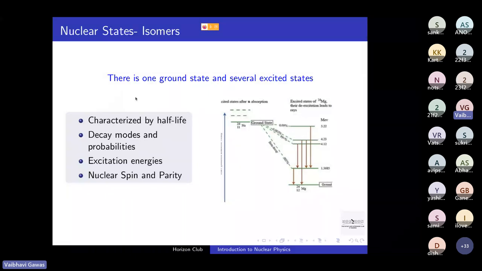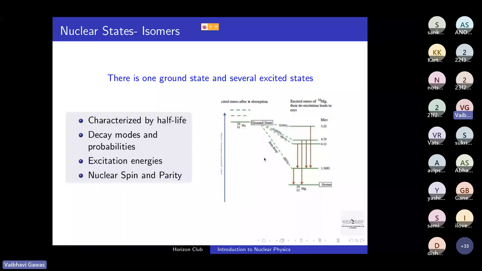Isomers are basically the same nuclei but at different energies. So you'll have one ground energy and several excited states of one nucleus. Here in the diagram, you can see sodium nuclei decaying into magnesium via the beta decay process, where the mass number remains the same while the atomic number is changed.